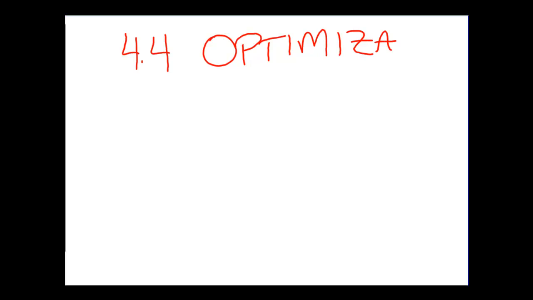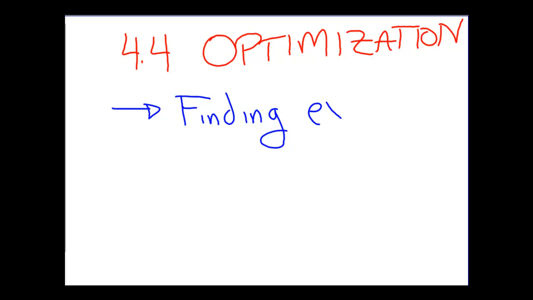Today we're going to talk about lesson 4.4, which is all about optimization. This is a review of things that we have already discussed, but these are very difficult problems and frequently part of the AP test, so we want to make sure that we have a good understanding here. Basically, optimization involves finding extreme values in word problems.